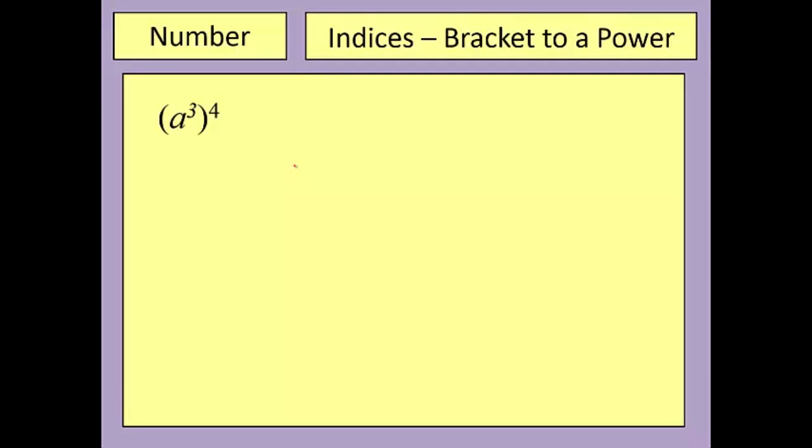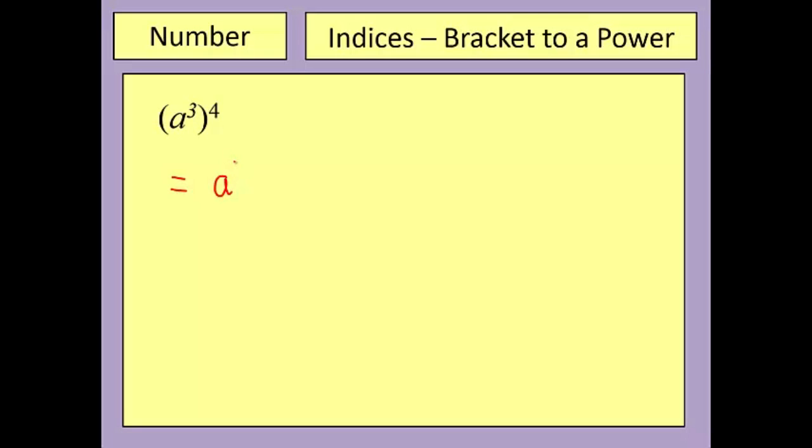In this video we're going to look at another law of indices, when you have a bracket raised to another power. So here we have a bracket and inside it a to the power 3, and we've raised that whole bracket to the power 4. To answer a question like this, you need to remember what it means to raise something to the power 4. It means that thing times by itself 4 times.